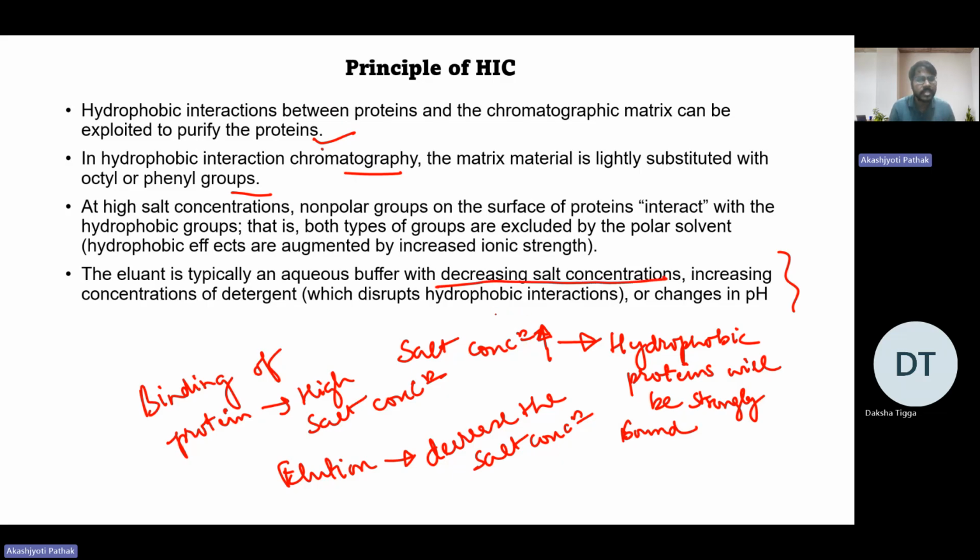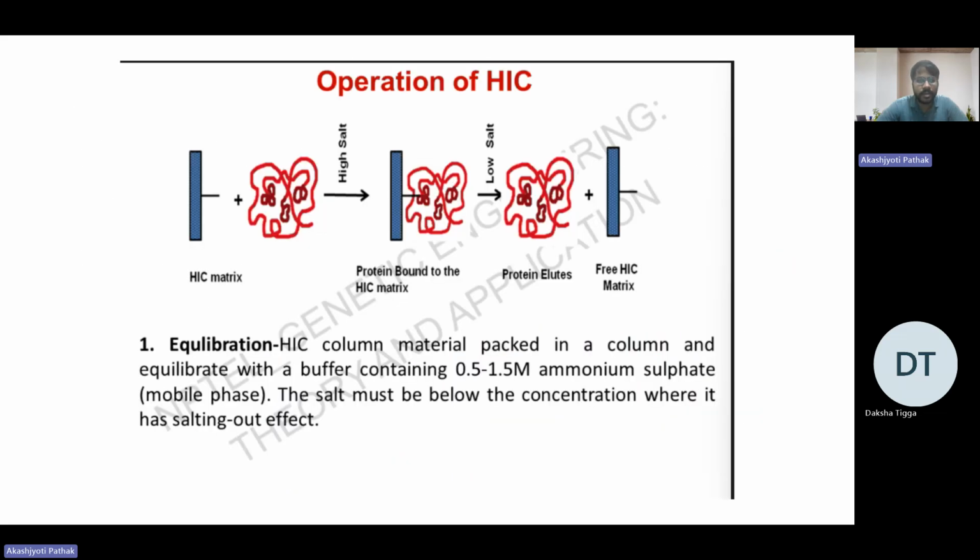So in hydrophobic interaction, the binding takes place in high salt concentration and then you gradually decrease the salt concentration. So at low salt concentration, the most hydrophobic protein will get eluted, and at high salt concentration, the least hydrophobic protein will get eluted. You can see this figure also. So this is high salt. At high salt, your protein remains bound to the matrix. Once you lower the salt concentration, your protein will get eluted and your matrix will become free.